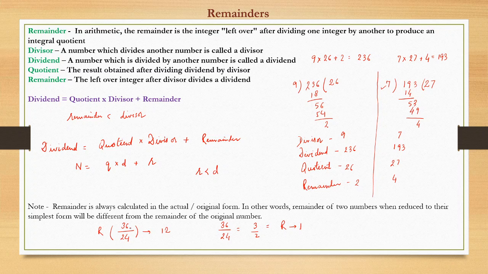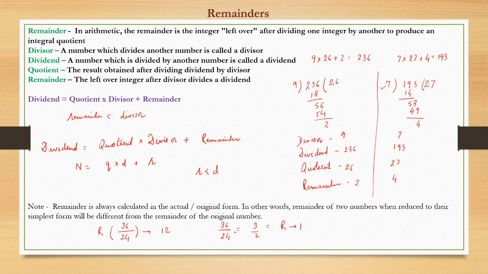So though both the terms are similar, 36 by 24 is the same as 3 by 2, the remainder will not be the same because here we are cancelling out both numerator and denominator by a factor of 12. So in simplest form the remainder is 1, and here the remainder is 12. The basic idea is that the remainder is always calculated of the given number in the original form. We need not convert that to the simplest form to calculate the remainder.